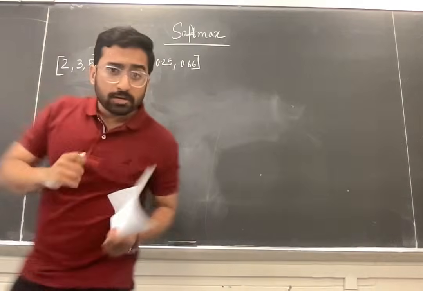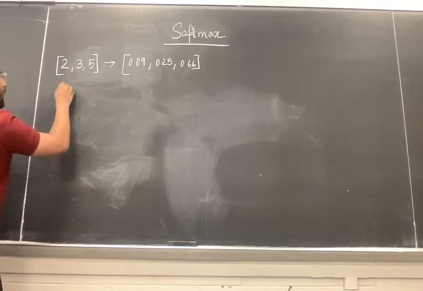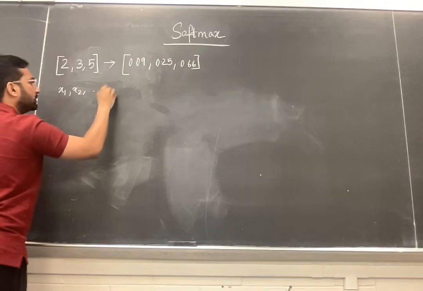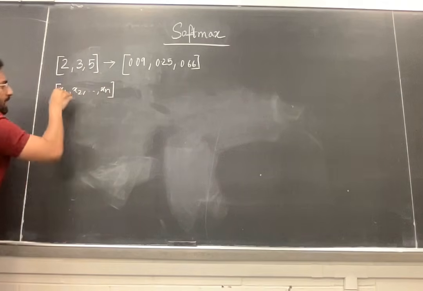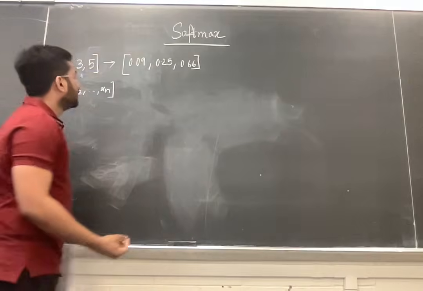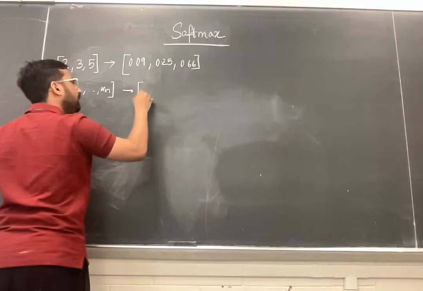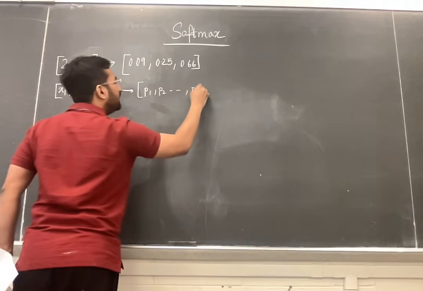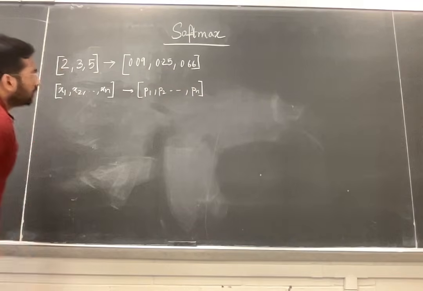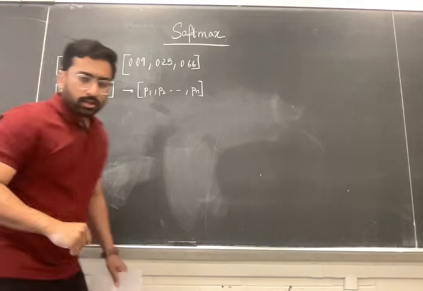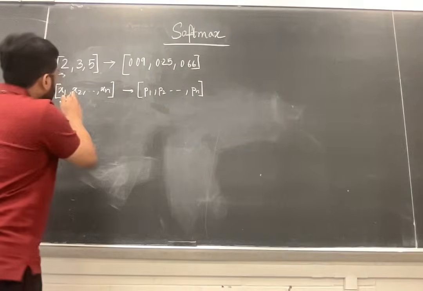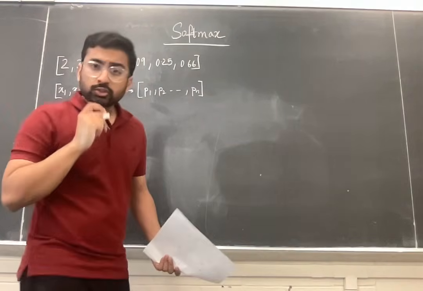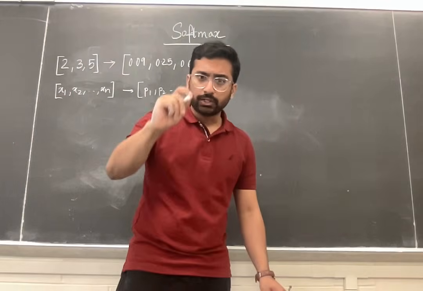So how to write it mathematically? First, you have this x1. If you want to generalize it, you write it as x1, x2, ..., xn, as an array of numbers, and you want to change it into probabilities p1, p2, ..., pn. So you want to change x1, x2, ..., xn to p1, p2, ..., pn. There are many ways to do it, but Softmax uses a very specific exponential manner.